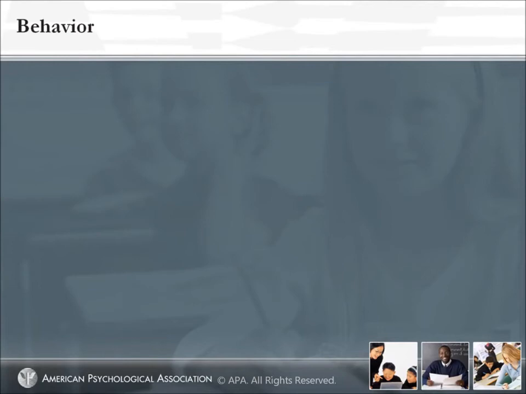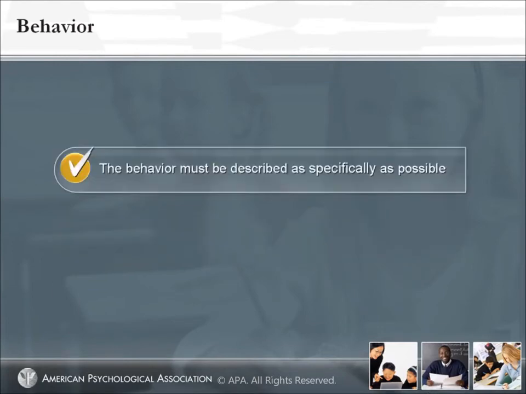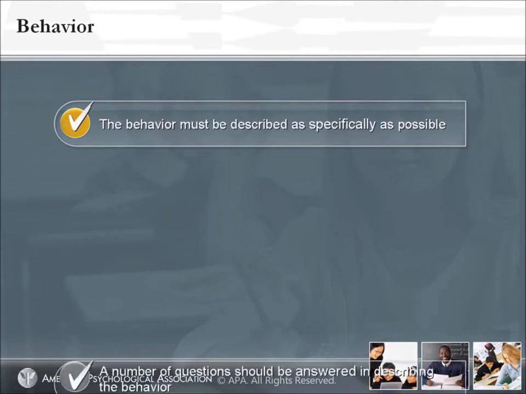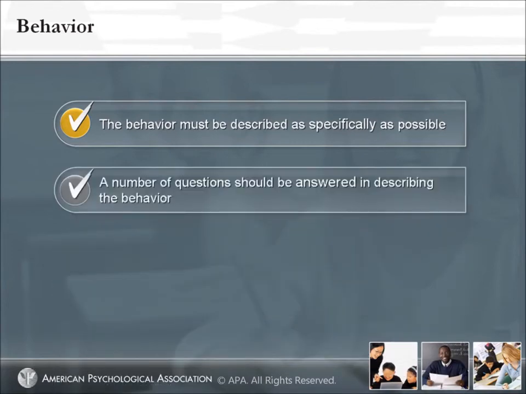Behavior. In order to best understand the behavior, it must be described as specifically as possible. Stating that Thomas is aggressive does not enable one to develop a plan, since the aggression could be physical or verbal, or some mixture, and could range in form from angry glares to life-threatening assault. Therefore, a number of questions should be answered in describing the behavior.